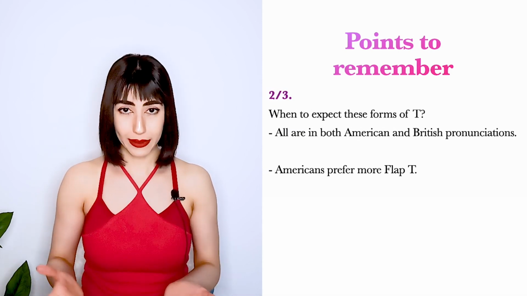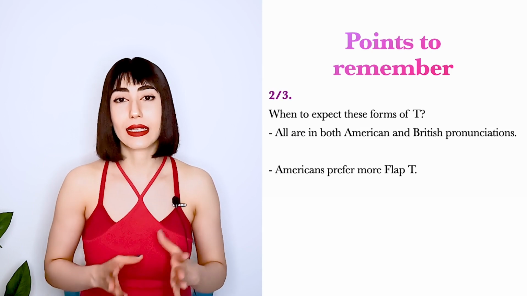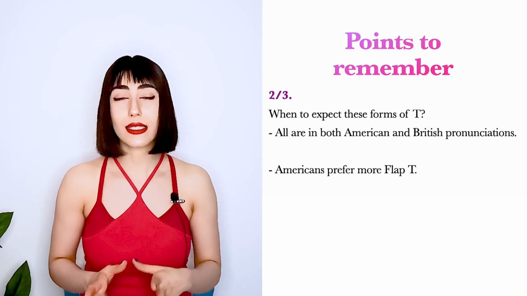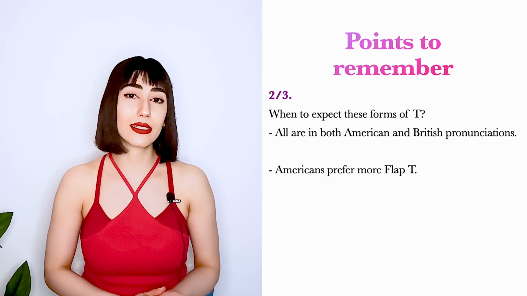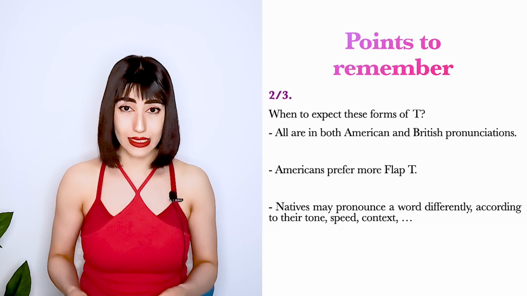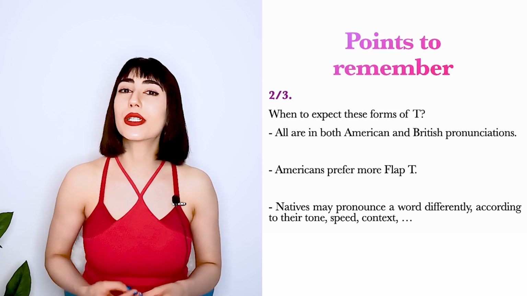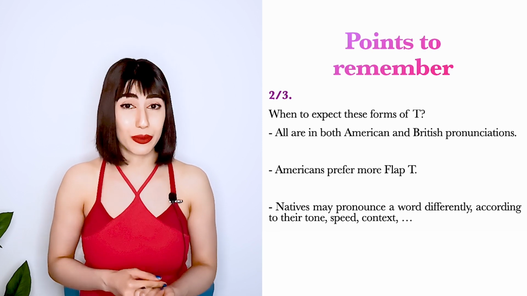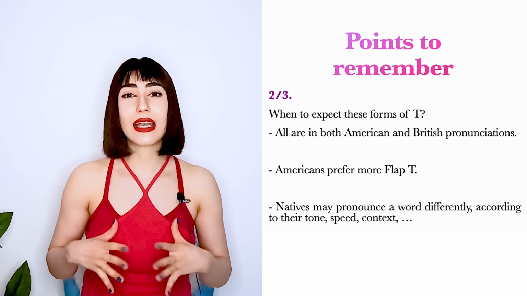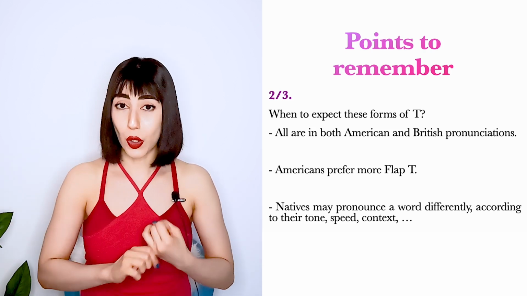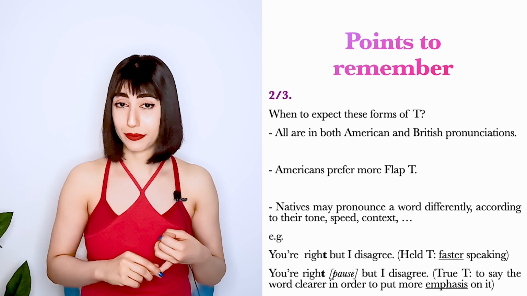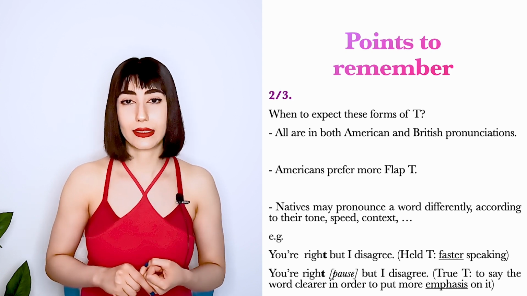Point number 2. Please pay attention that both American and British people would use these pronunciations. Just flap T is more common among Americans. You can almost always see it in their conversations. Nevertheless, many words can be pronounced in 2, 3, 4, 5 ways, as I told you before, and the same person, either an American person or a British person, may choose these pronunciations based on their tone and intonation, like saying, "You're right, but I disagree," quite fast and altogether. Or, "You're right, but I disagree."